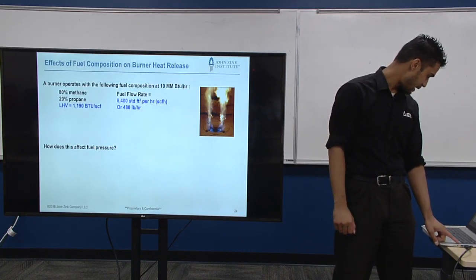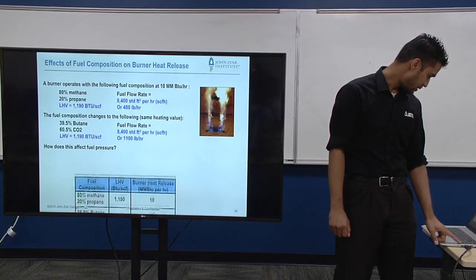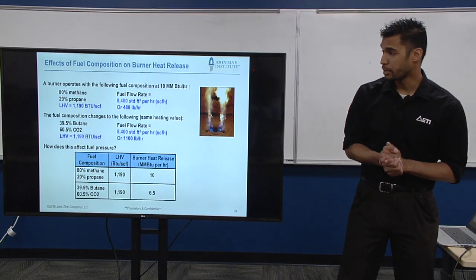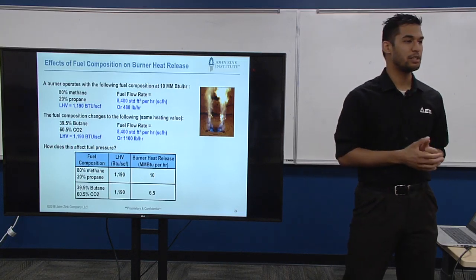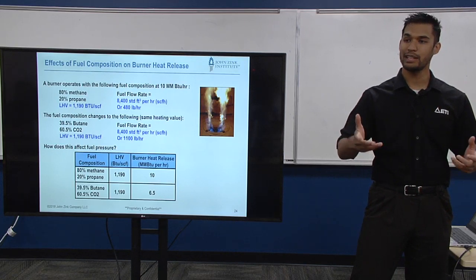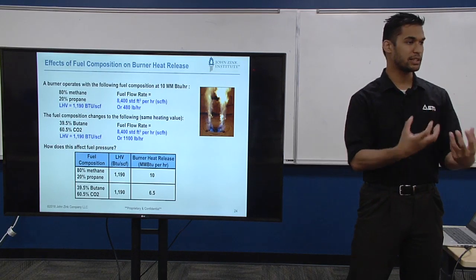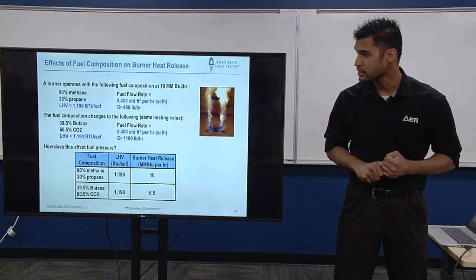Let's just look at some examples on why this is important. So I have a burner, and I need 10 million BTUs an hour. What's a million BTUs an hour? It's an energy rate. So we're talking the lingo. That's how much energy I need for my process, okay?